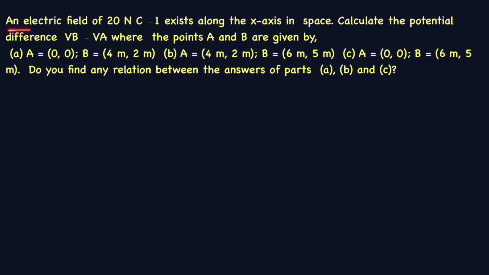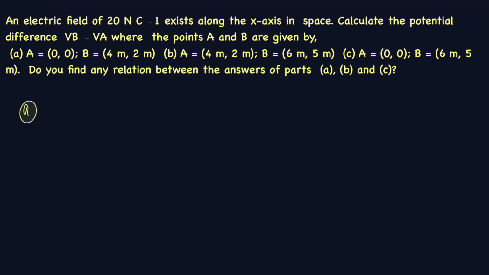In this question, an electric field of 20 Newton per Coulomb exists along the x-axis in a space. Calculate the potential difference VB minus VA along the points A and B. So here we have three coordinates given, A, B and C. Separately we have to find the potential difference of each of the coordinates. So let's look into the first one.